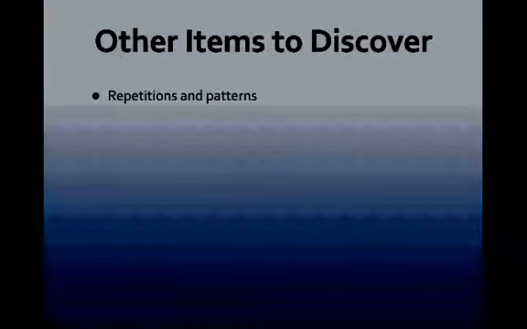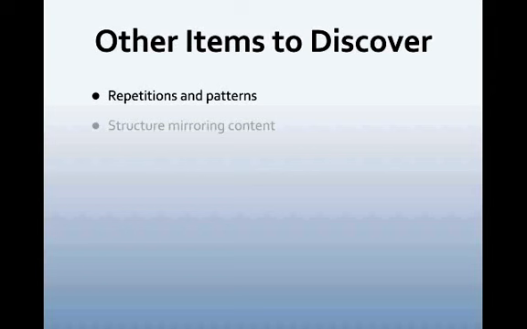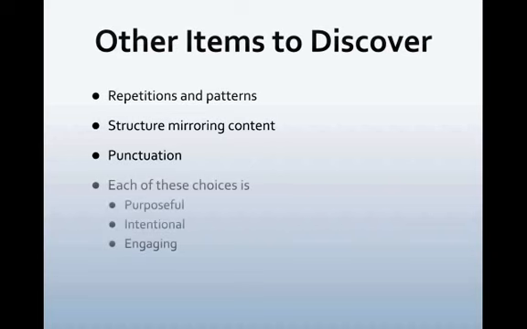Keen analysis of text also includes observations about other choices a speaker makes, especially repetition, the arrangement of words, sentences, or passages to mirror content, and punctuation. Each of these is a conscious choice the speaker makes, and each can have results that are purposeful, intentional, and engaging.